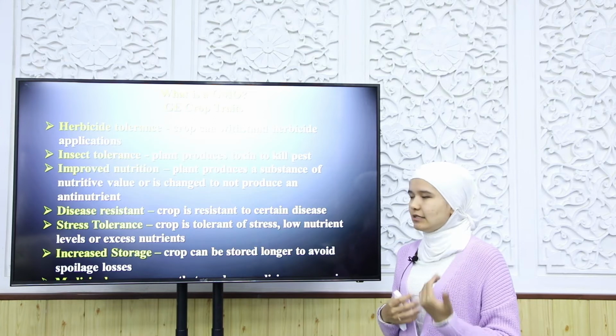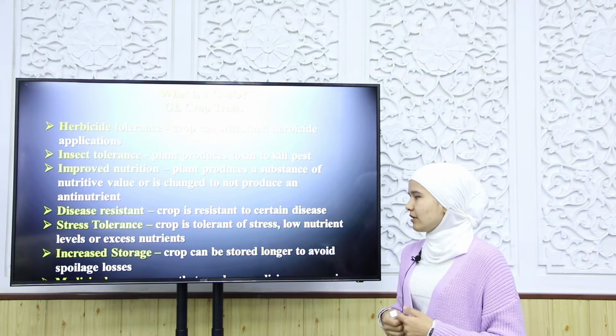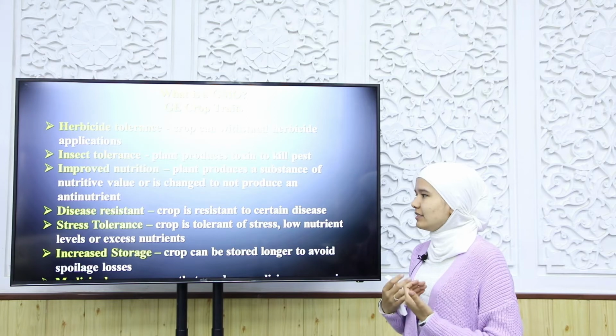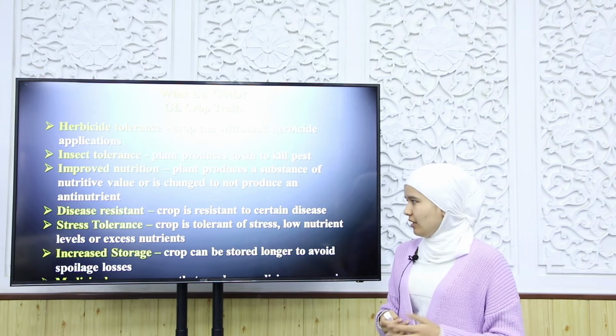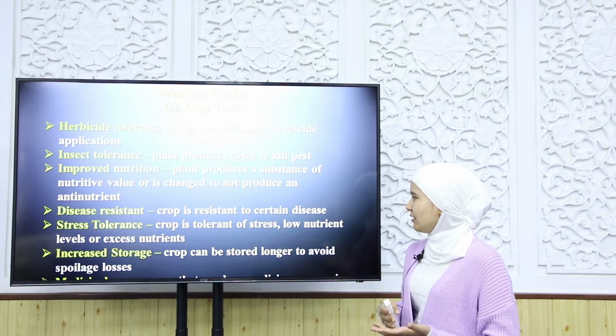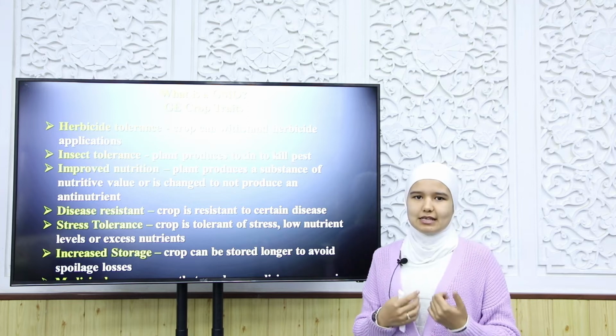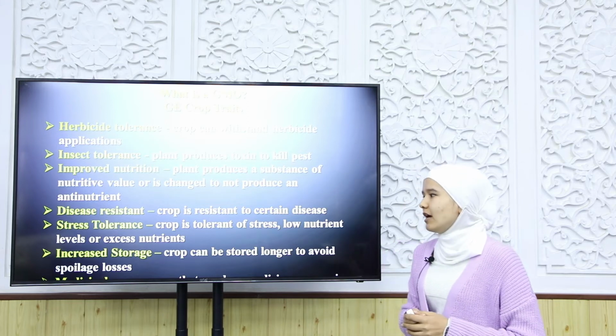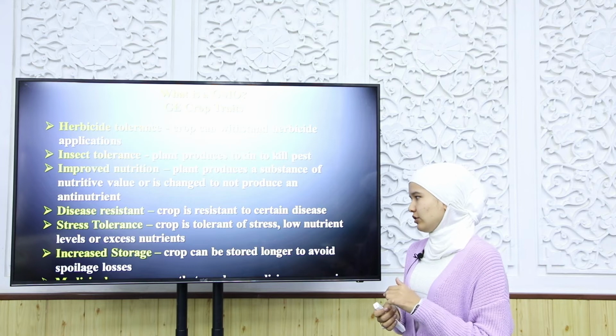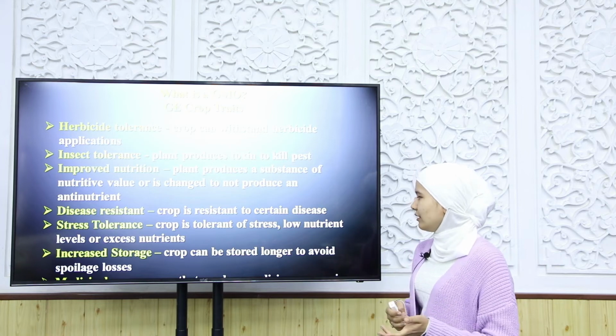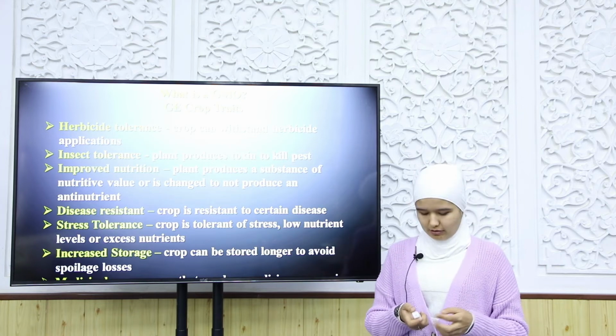And the next one is disease resistance. It means the crop is resistant to certain diseases. Stress tolerance: the crop is tolerant of stress, low nutrient levels, or excess nutrients. And the last one is called increased storage. The crop can be stored longer to avoid spoilage losses.